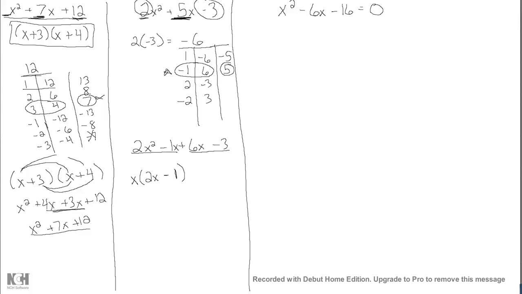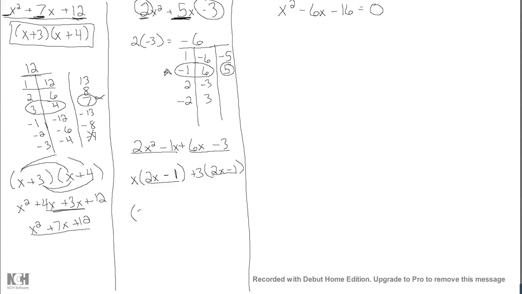For the second pair of numbers, I can divide both numbers by 3. So 6x divided by 3 is 2x. Negative 3 divided by 3 is negative 1. My two sets of parentheses match, which is an important thing. If they didn't match, I would have to go back and see what I did wrong, or I couldn't factor this problem.